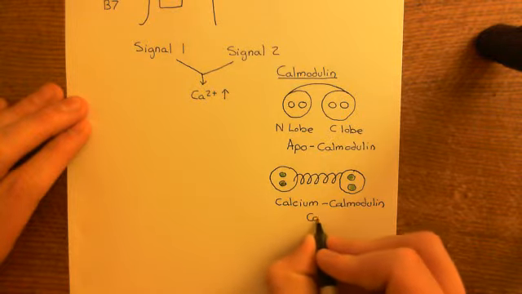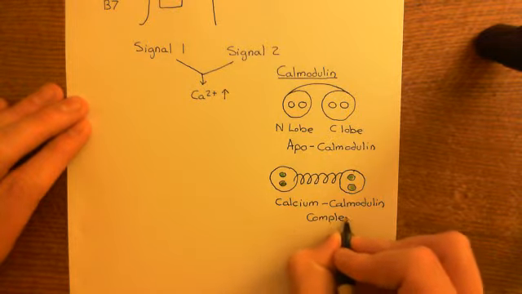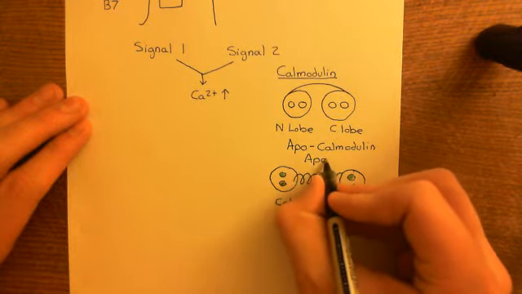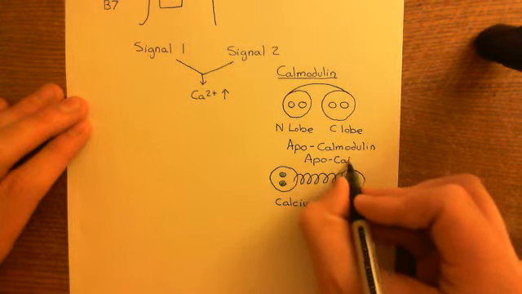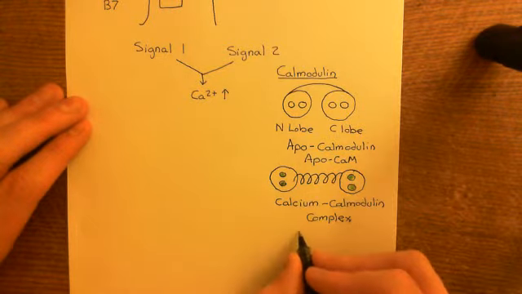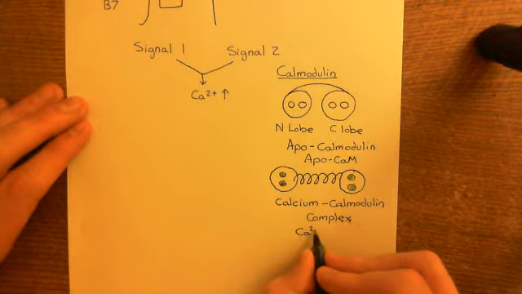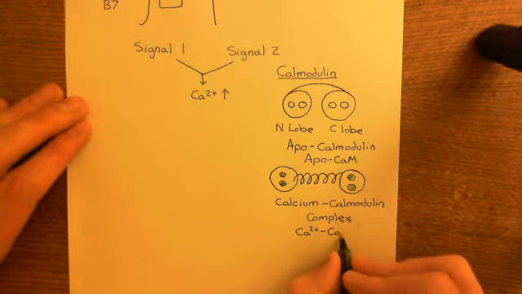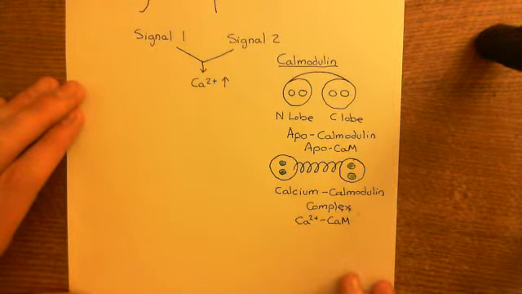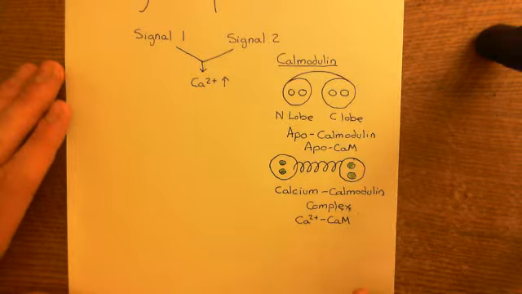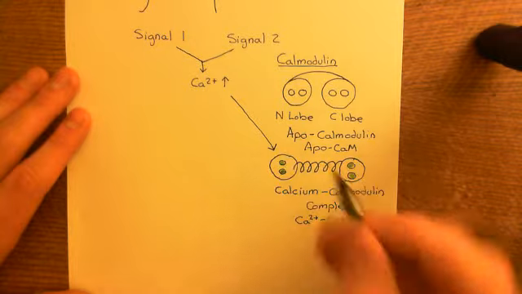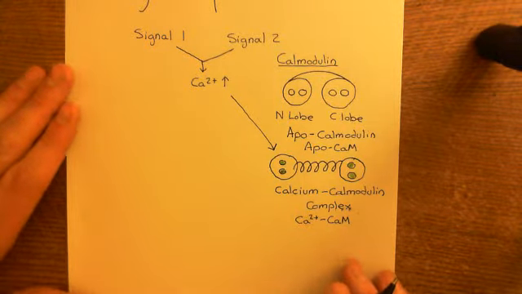One final thing I want to say is that there are shorthands for both apocalmodulin and calcium-calmodulin complex. The shorthand for apocalmodulin is apoCaM, with uppercase C, lowercase a, uppercase M. And the shorthand for calcium-calmodulin complex is Ca2+ and then CaM again, the same abbreviation for calmodulin, uppercase C, lowercase a, uppercase M. So when calcium goes up, you get calcium binding to calmodulin molecules and the formation of calcium-calmodulin complexes.